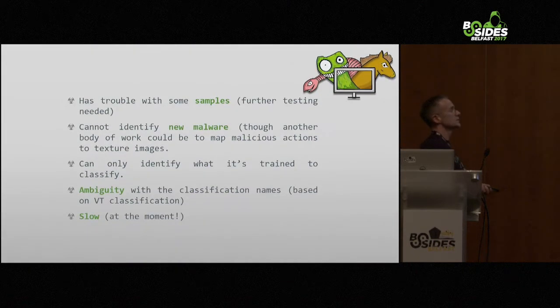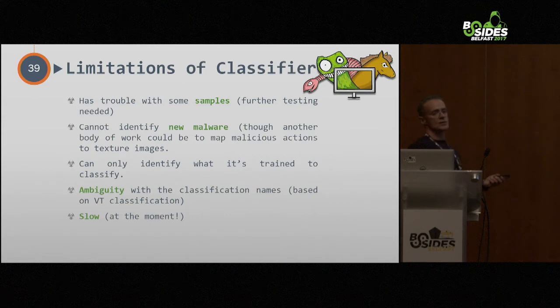Just the limitations. It has trouble with some samples, obviously. It's fallen down in some samples. I haven't run them through the full data set yet. It cannot identify new malware. If there's a new malware strain and it isn't trained to identify that particular malware, it won't actually find it. It can only identify what it's trained to classify.